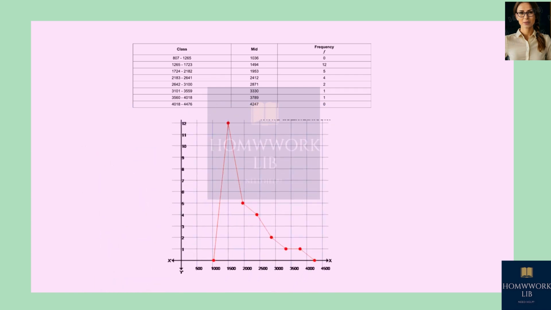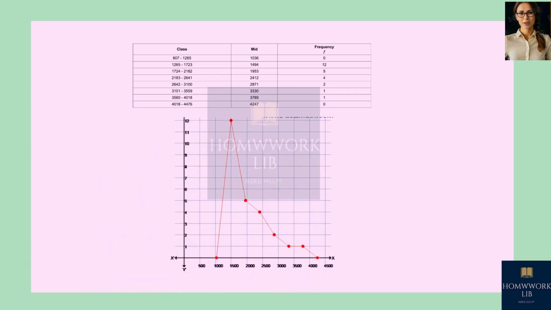And so what I did was I numbered my graph up to 12 for my y-axis, and then my x-axis, I counted by 500s, and I put around an estimated point, because you had to find your midpoints. So we started at 0 and at 1036, so it's a little bit after 1000.